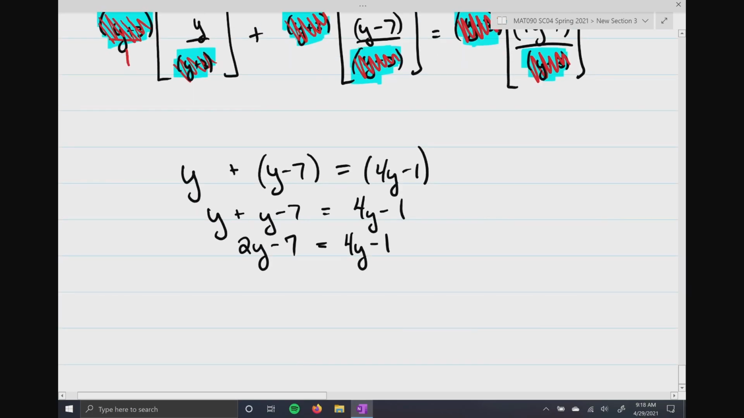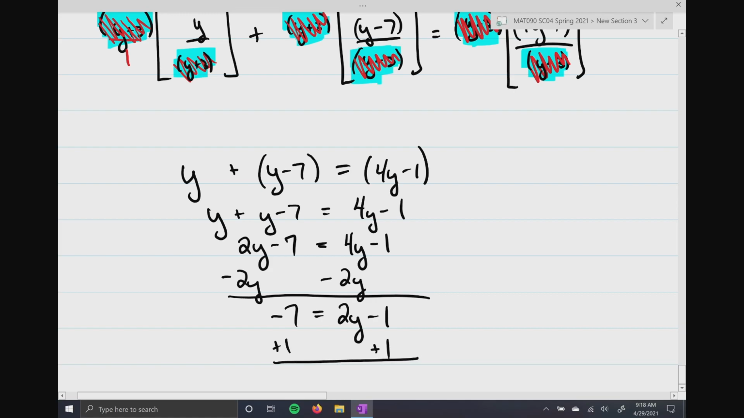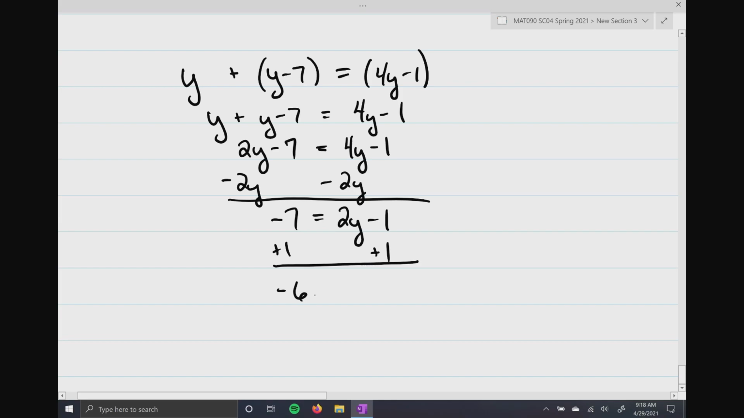Now I will get my variable terms on one side, constant terms on the other, because this problem is linear. All right, so I will subtract 2y from both sides. I like that. I think it's a good move. 4 minus 2 is 2y. Now I will add 1 to get the constant term on the opposite side. That's going to give me negative 6 on the left side. On the right side, I get 2 times y.